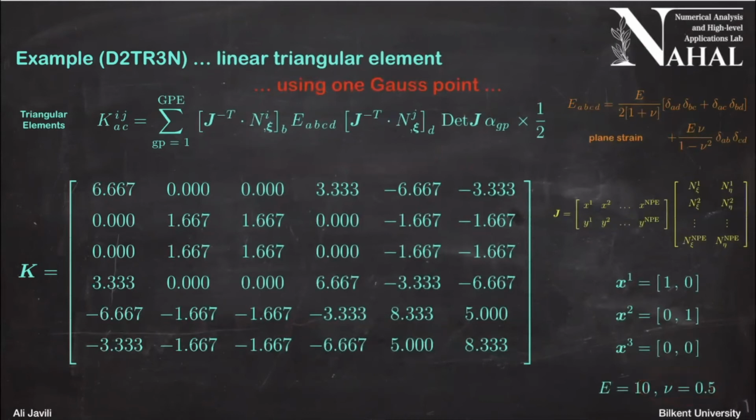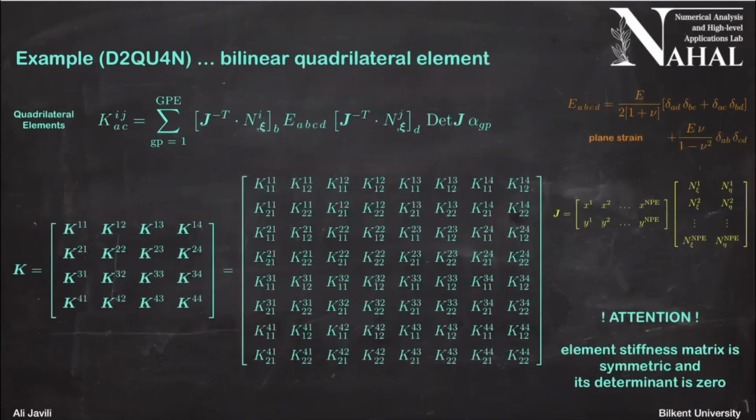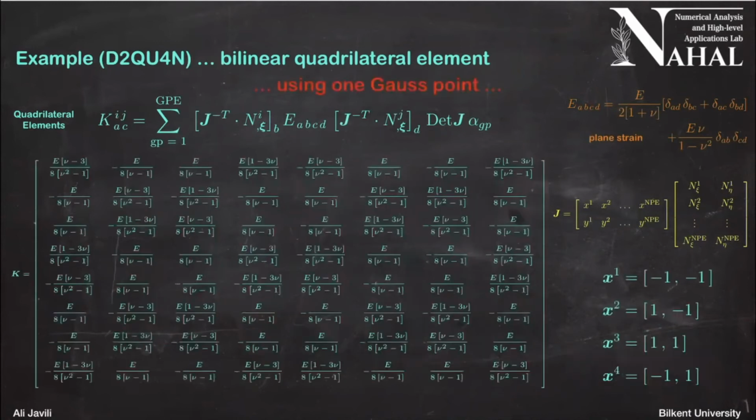Now, if you play the same game for a bilinear quadrilateral element, what I want to do now is to calculate the stiffness for this bilinear quadrilateral element, which would be 8 by 8. By the way, the stiffness is always symmetric and its determinant is 0, so this is a good test for you to check if your calculation is correct. If you do this using one Gauss point, you will get this. These are, again, the components of that stiffness matrix.